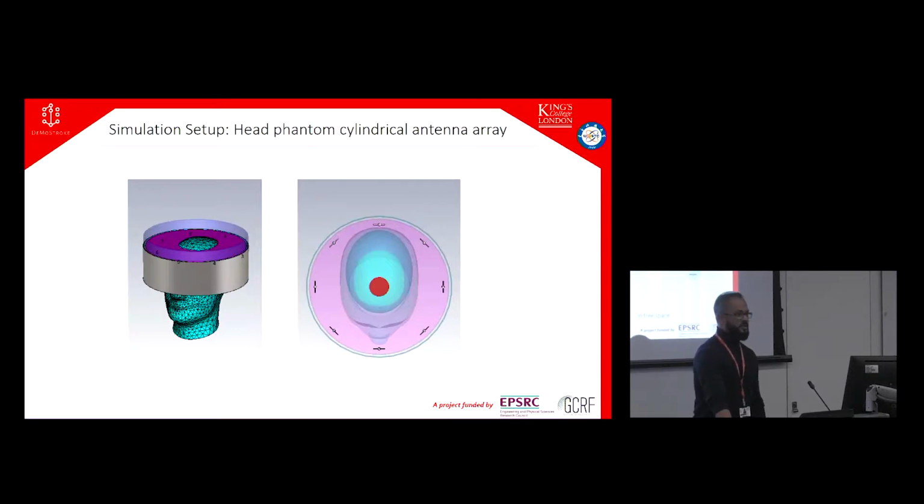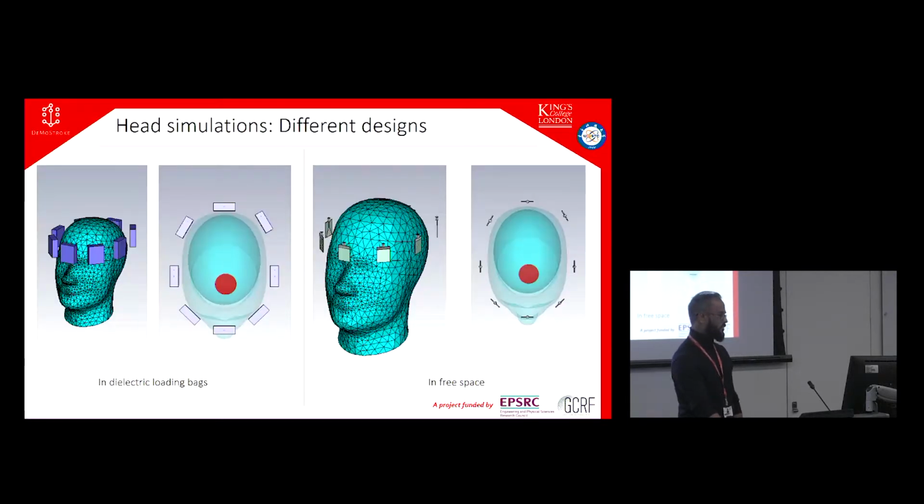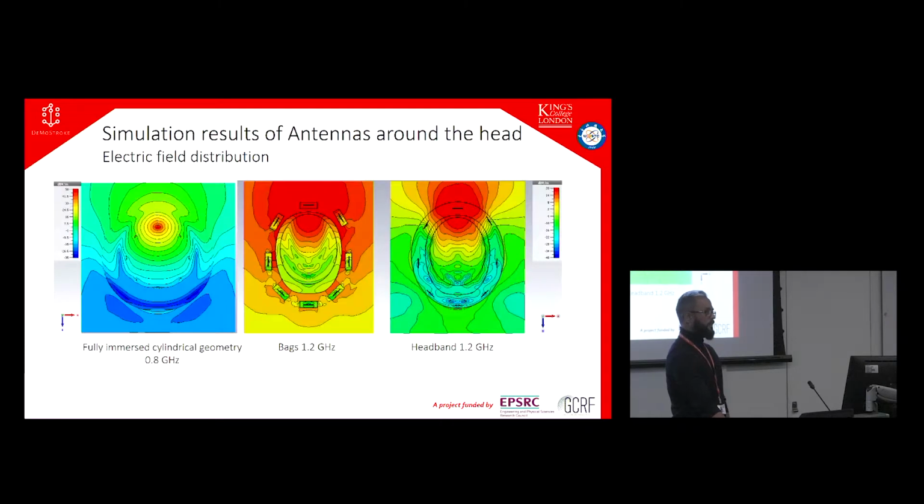So there are different configurations which we studied before approaching the design. In one case, we are considering small pouches where we put the immersion liquid and the antenna, and we surround the head model with those pouches. Then we introduce a blood sample, which is this red clot here. We also studied the effect of these antennas operating in the free space around the head model.